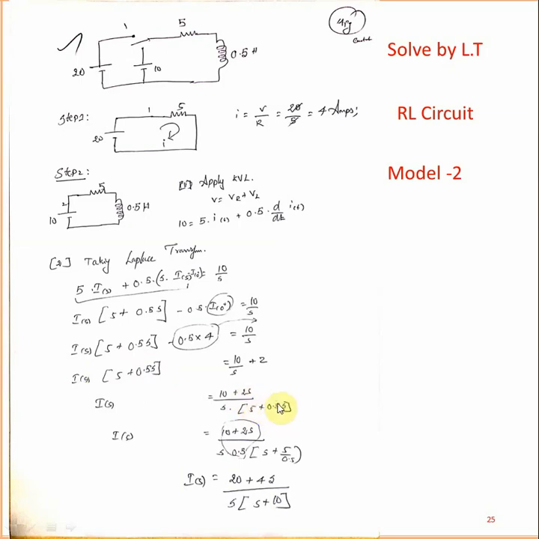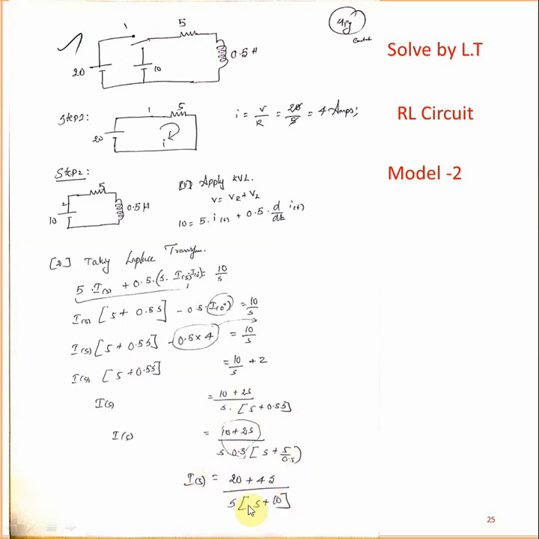Simplify. Okay, here are the s terms. Only keep the s terms. 0.5, move outside. So move outside 0.5. 5 divided by 0.5, s plus 5 divided by 0.5. Then here, 10 divided by 0.5 plus 2 divided by 0.5, then 4. Then 10 divided by 0.5, 20. Okay, this is a further step: s into s plus 10. So this is I of s.